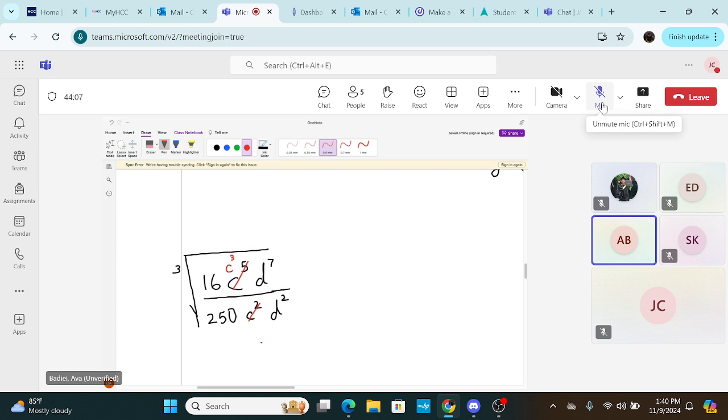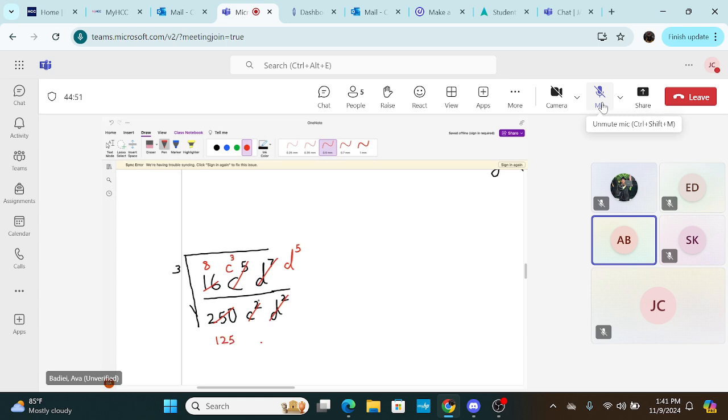Again, for the d's, I can simplify them. This one completely goes away. This one, if I remove 2 from 7, I will be left with 5. Now for 16 and 250, if you know how to cancel it, I know we can do it with a 2. Let's see if we can also do it with a 4. So 250 divided by 4. No, 4 is not going to work. So let's just divide both of them by 2. This one becomes an 8. This one becomes a 125.